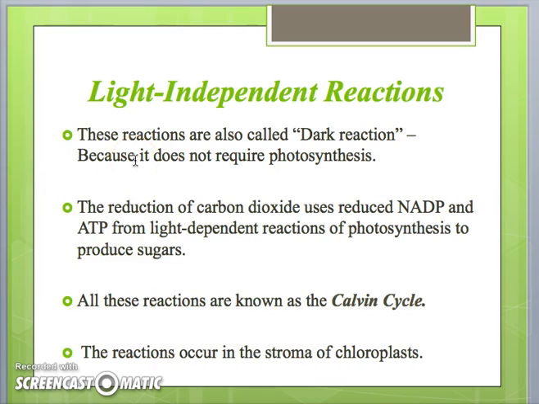The light independent reactions are also called dark reactions, like I said, because they do not require light. The reduction of carbon dioxide uses reduced NADP/NADPH and ATP from light dependent reactions of photosynthesis to produce glucose. All these reactions are known as the Calvin cycle. The reactions occur in the stroma of chloroplast, and stroma is the fluid portion of chloroplast. So the light-dependent reaction happens in thylakoid membrane, and the light-independent reaction happens in stroma of chloroplast.